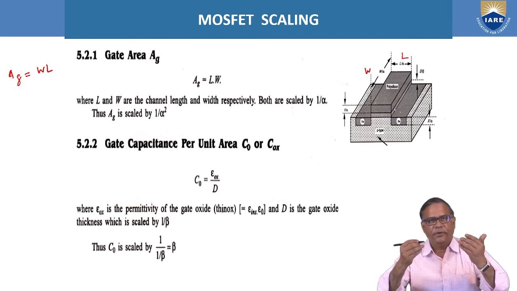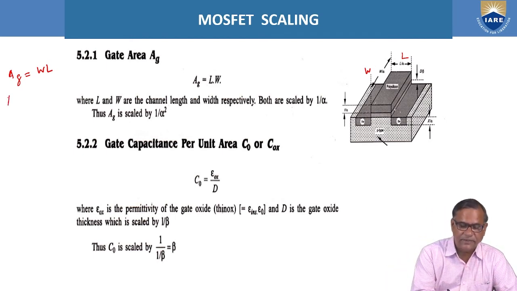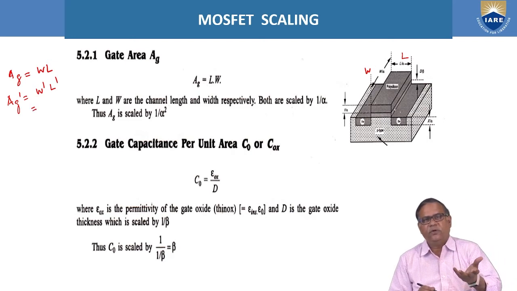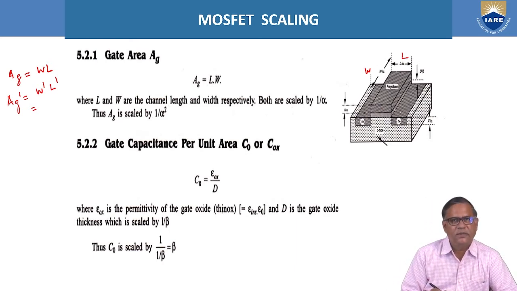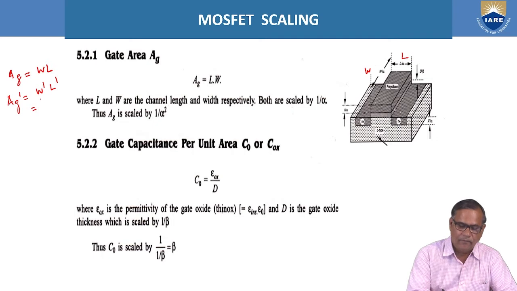So it becomes AG dash, where W becomes W dash and L becomes L dash. Just now we said that the width is scaled by alpha, so W dash becomes W by alpha, and L dash is nothing but L by alpha. So this is equal to 1 by alpha squared times WL. It means that AG dash is equal to 1 by alpha squared times AG.